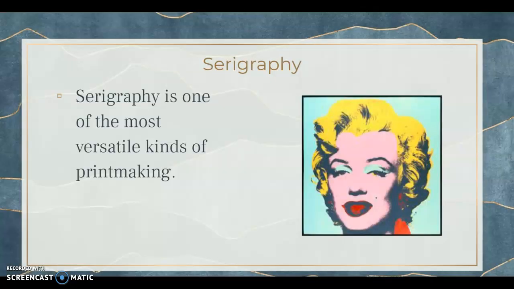Serigraphy. This is also known as silkscreen printing and is one of the most versatile kinds of printmaking. It is used on t-shirts, packaging, solar panels, and so much more. The silk screen is now usually made out of nylon, and this allows for ink to easily pass through. As you can see to the right, this is a pretty often seen picture of Marilyn Monroe, and the easy flow of colors allows this picture to really pop.